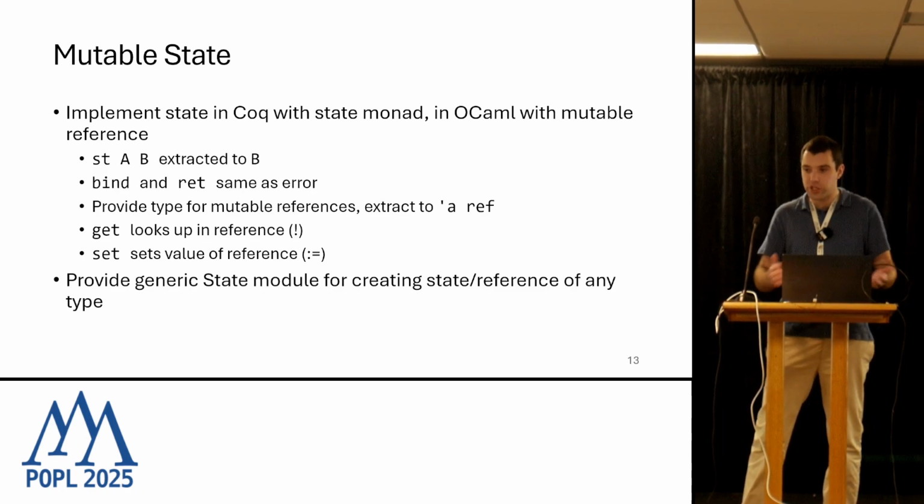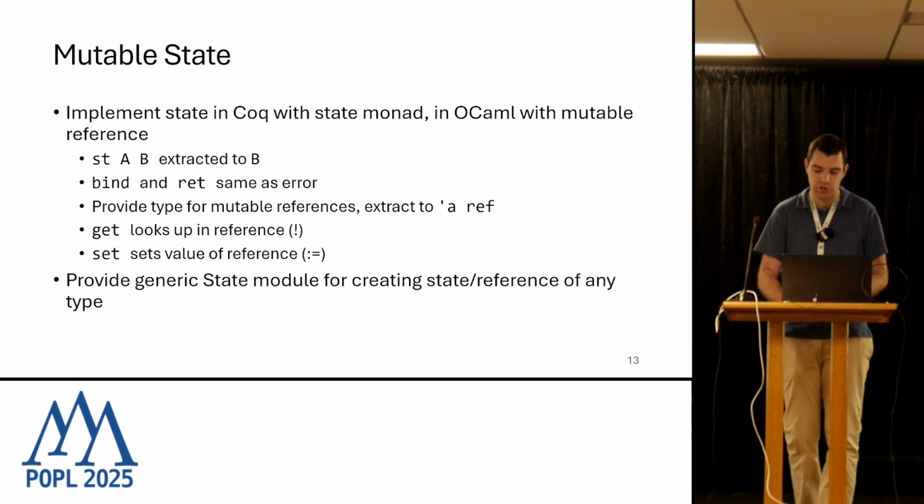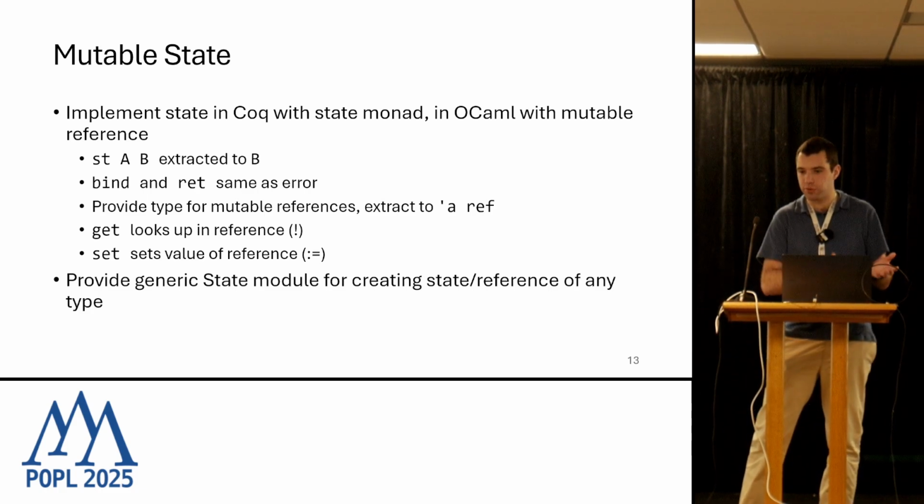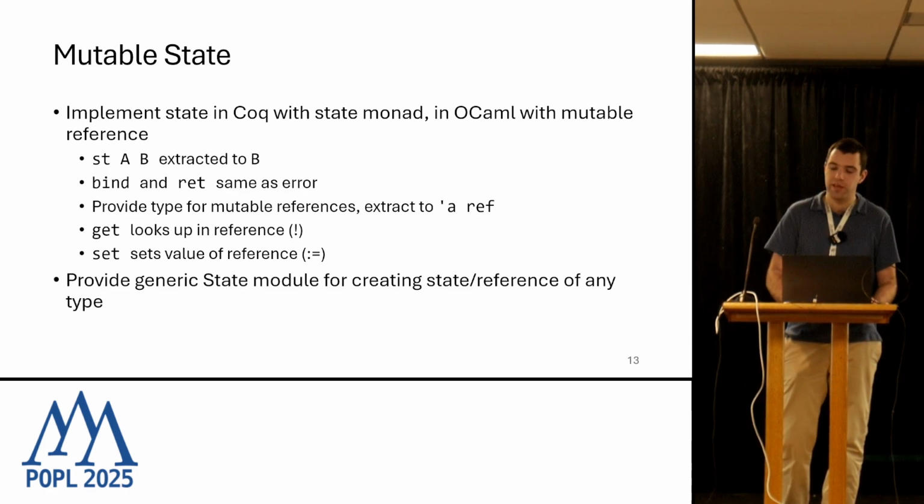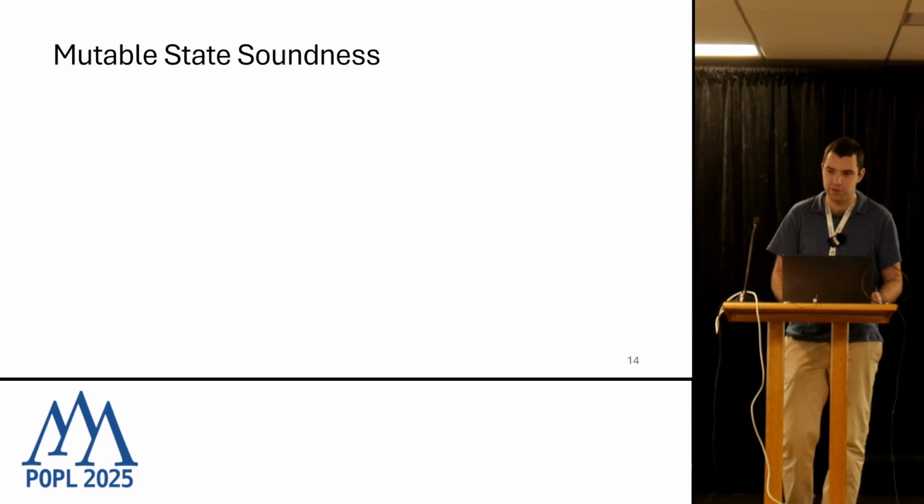And because we need to know which mutable reference we should actually be looking up, we encapsulate this in a module and make it so you can create a stateful computation in Coq or a mutable reference of any type. Now, the problem is that this isn't actually sound if you do this naively.